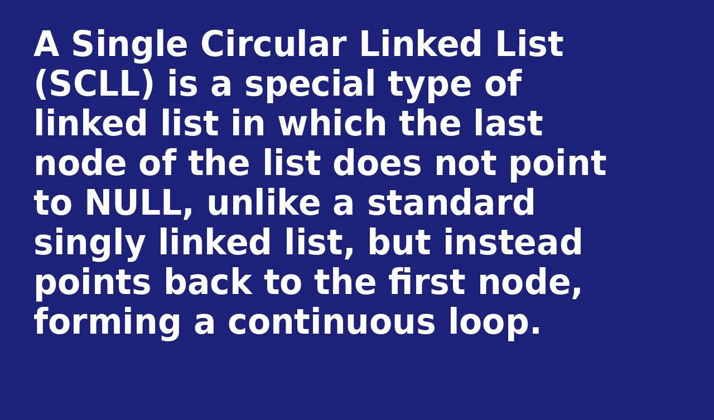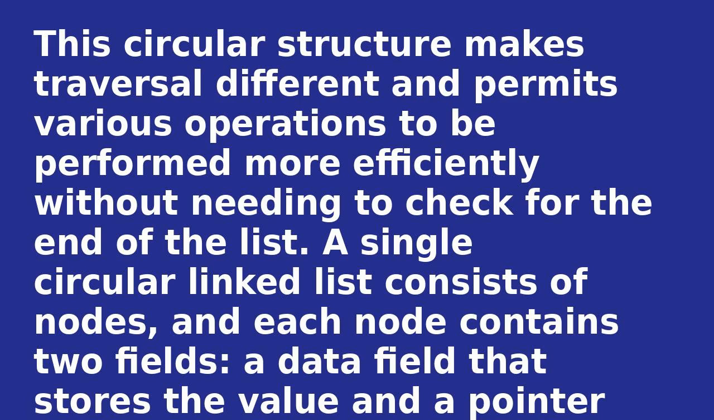A single circular linked list, SCLL, is a special type of linked list in which the last node of the list does not point to null, unlike a standard singly linked list, but instead points back to the first node, forming a continuous loop. This circular structure makes traversal different and permits various operations to be performed more efficiently without needing to check for the end of the list.